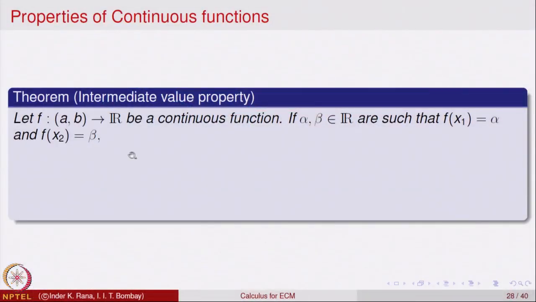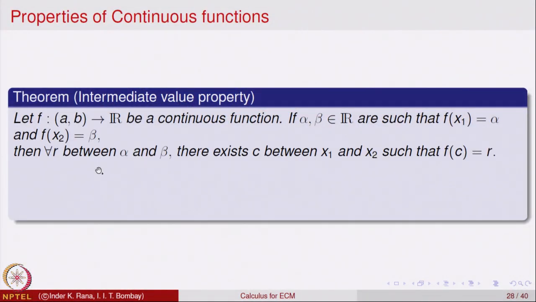Continuous functions have some very special properties which I would like to discuss, so that we understand why continuity is important. The first property is called the intermediate value property. It says that if f is a continuous function from an interval [a, b] to R, and alpha and beta are such that f of x1 is alpha and f of x2 is beta, then for every r between alpha and beta there is a c such that f of c is equal to r.